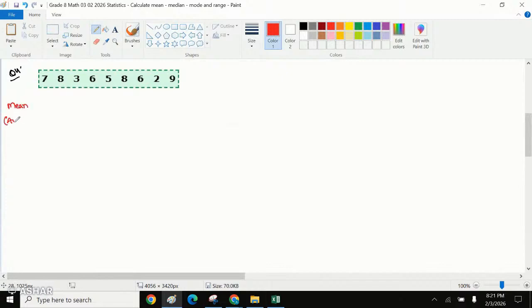And we know that the mean is the average. Can we add the numbers? 7 plus 8 is 15. 15 plus 3 is 18. 18 plus 6, 24. Plus 5 is 29. 29 plus 8 is 37. 37 plus 6 is 43. 43 plus 2 is 45. 45 plus 9, that would be 54.